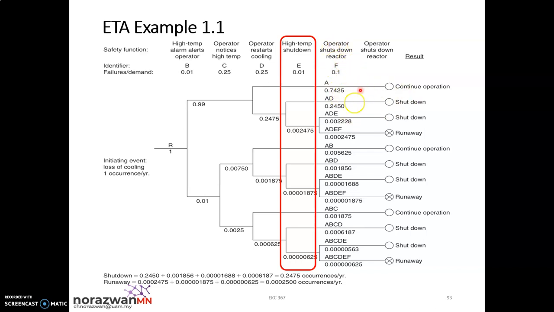So the frequency also will change. Basically you can have a lot more safety functions, but they should be in sequence so that you can have your labels right. So your shutdown and runaway occurrence has already changed. As you can see, the shutdown occurrence per year is already reduced because of the additional high temperature shutdown safety function.